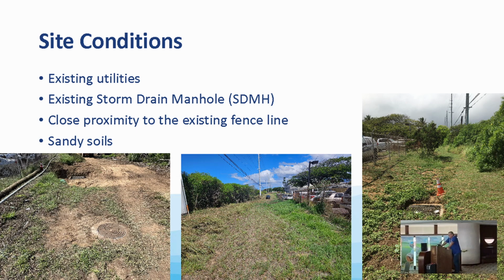Site conditions include existing utilities within the area, such as power poles and an existing storm drain manhole, which receives a 24-inch drain line from NPD's parking lot. It is the high point at the site, with flows being directed toward each of the drain inlets in close proximity to a fence line.